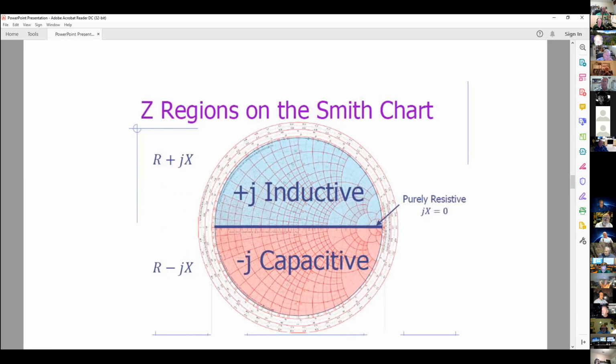If you are below the line, you react on these curves, you're inductive. If you're above, you're capacitive. If you're above the line, you're inductive. And that's what positive JX and minus JX reveals or tells you.